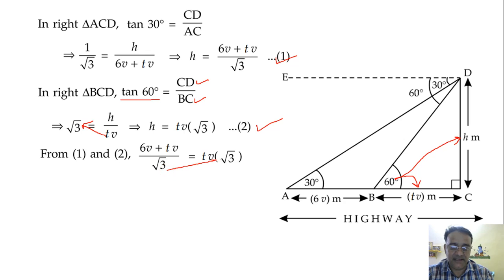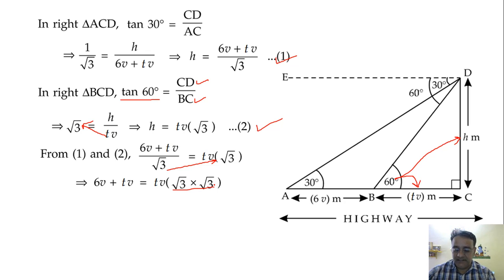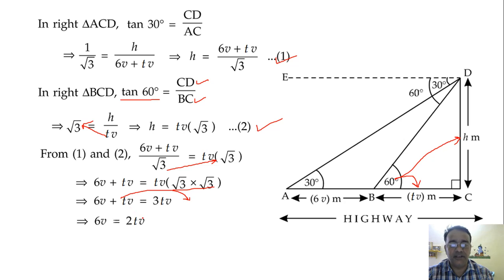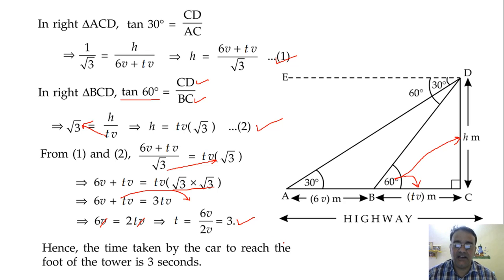फिर इसको क्रॉस मल्टीप्लाई करेंगे तो रूट 3 इंटू रूट 3 3 हो जाएगा, राइट? और 3VT. उसके बाद ये वाला शिफ्ट करो यहाँ पर, so माइनस 3VT हो जाएगा, माइनस TV हो जाएगा. So 3TV minus TV will become 2TV. अब यहाँ पे V और V कैंसिल कर दो and T will be 6/2, that is 3 seconds. So hence the time taken by the car to reach the foot of the tower is 3 seconds.